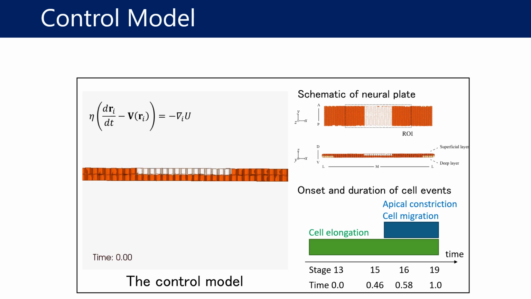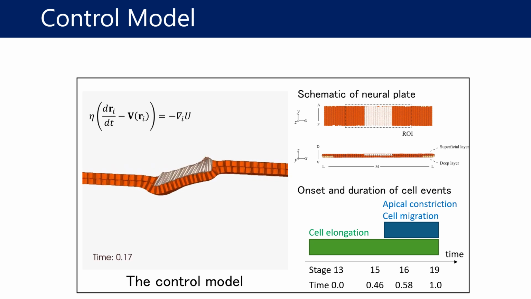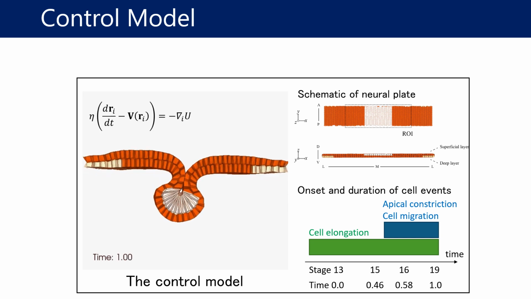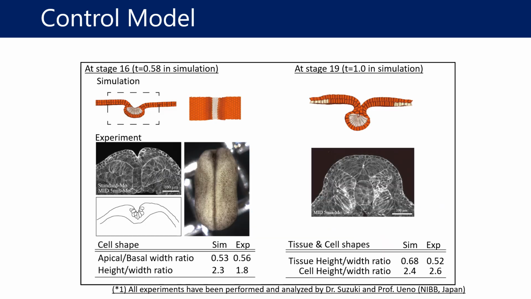Then we express the three cell events using the energy function U, and activated these energy functions based on the onset time of the event observed by the experiment. This is the simulation result. Here, as shown, the neural tube formation is achieved through these three cell events. To compare the simulation result with experiment, we quantified cell and tissue shapes in both simulation and experiment at several stages, and found that the simulation of the control model coincided with experiment very nicely.